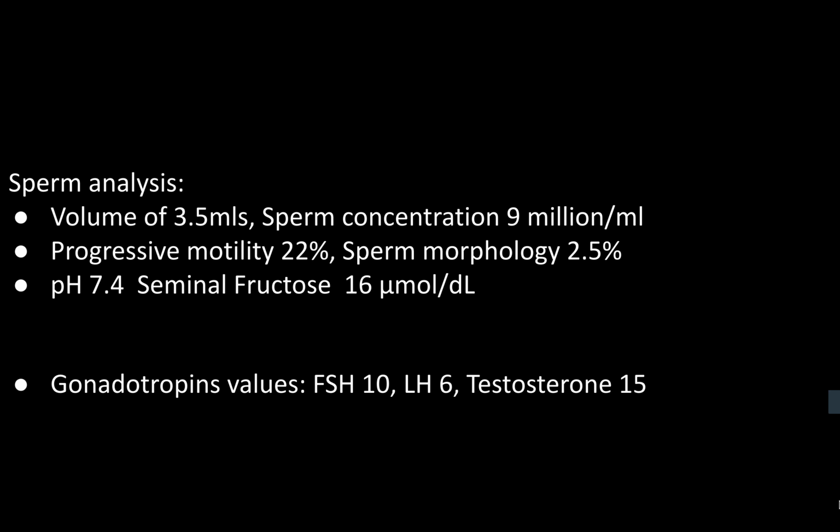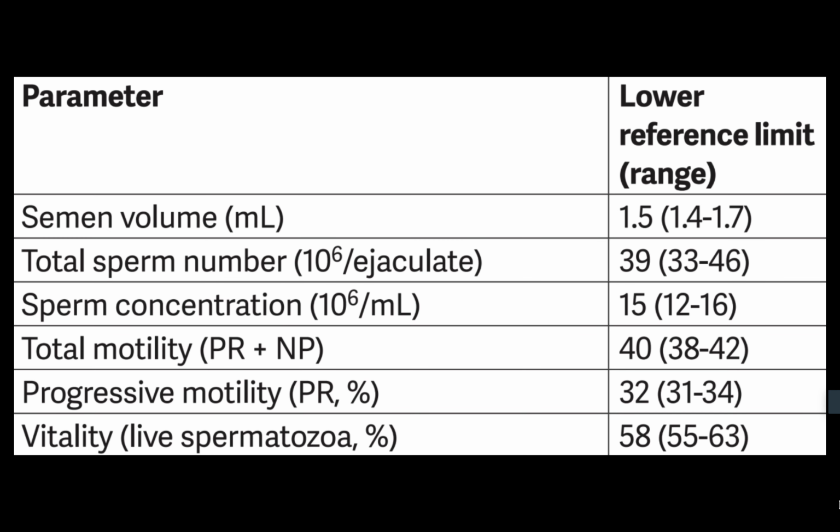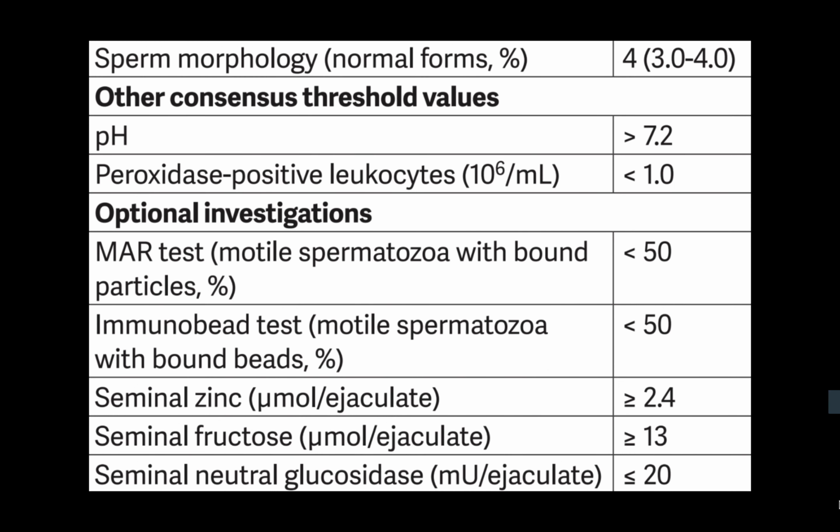Okay, and you are sending this patient specimen for sperm analysis. What is the normal sperm analysis results? The volume should be more than 1.5 milliliters, and the total count should be more than 39 million, and the concentration more than 15 million per milliliter, and the total motility should be more than 40, and the progressive motility more than 32, and normal forms at least 4%, and fructose is more than 13.